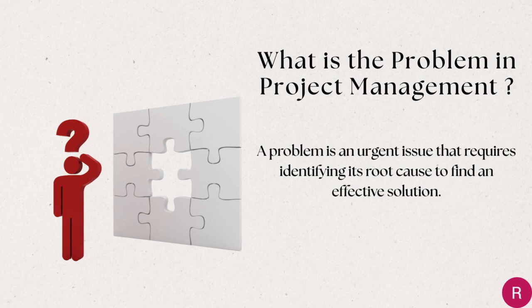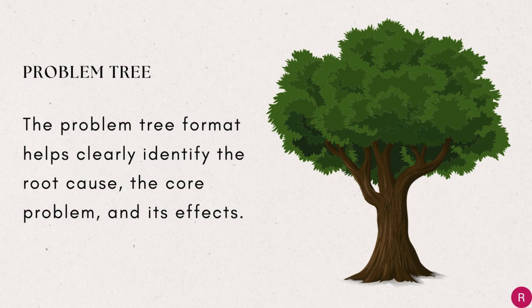Now I would love to introduce the problem tree. So, what is the problem tree? A problem tree is a format we widely use to identify the root cause, the core problem and its effects. With that format, we can easily understand which one is the problem, which one is the cause, and which one is the consequence and effects. Let's see what represents which.